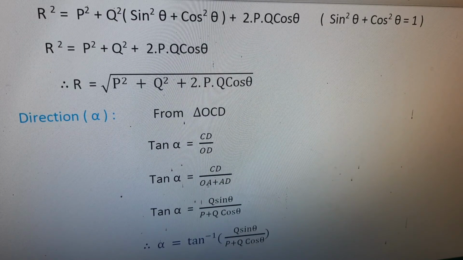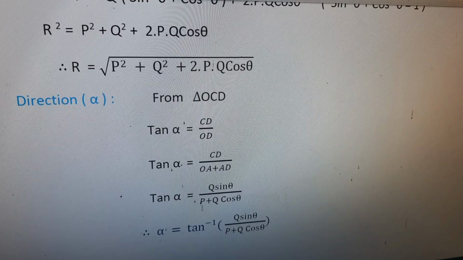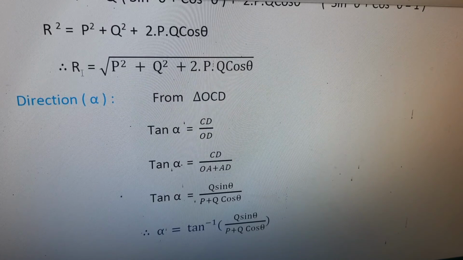CD by OD is the combination of OA plus AD. So CD value is Q sin theta, OA is equal to P, and AD value is Q cos theta. Now we can write tan alpha is equal to Q sin theta by P plus Q cos theta. Therefore alpha is equal to tan inverse of Q sin theta by P plus Q cos theta. So this is the direction of the vector, and the resultant vector magnitude is R is equal to under root of P square plus Q square plus 2PQ cos theta, and the resultant vector direction alpha is equal to tan inverse of Q sin theta by P plus Q cos theta.